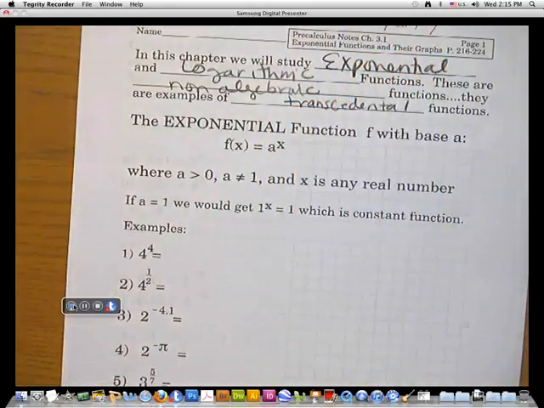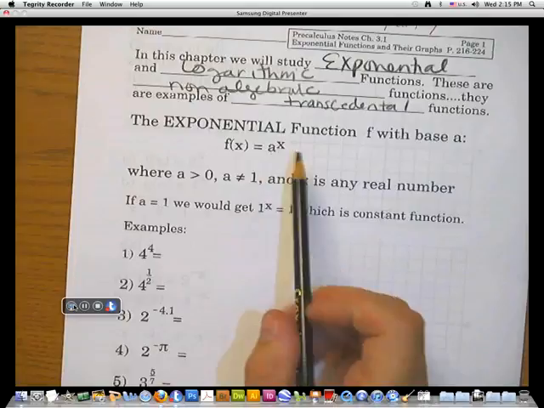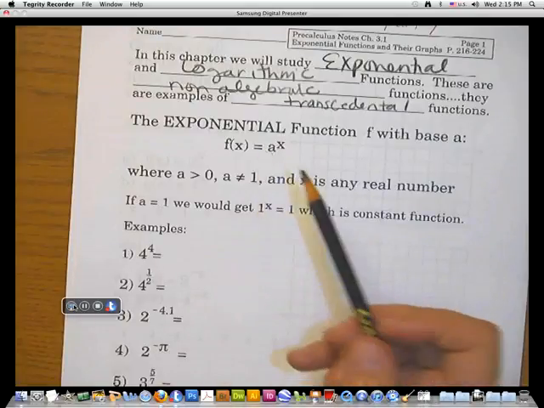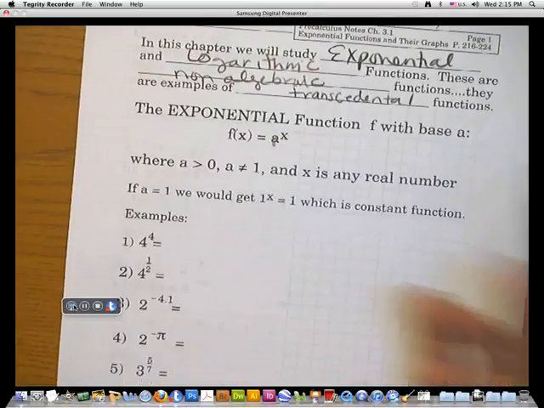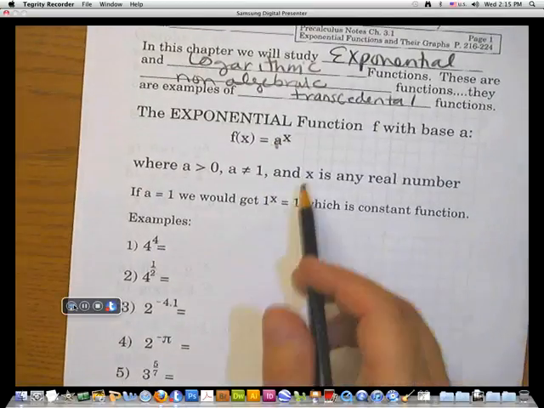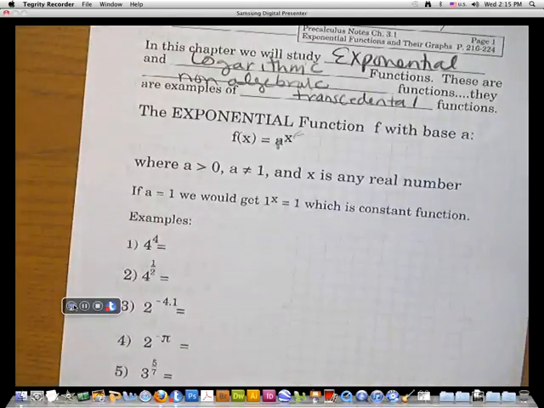functions. An exponential function just means that there's an exponent within the function, where a is greater than 0 and not equal to 1, because if it was a 1, anything to the 1 to any power is always just going to be 1. And x just has to be a real number. So it can be positive, it can be negative, it can be absolutely anything.